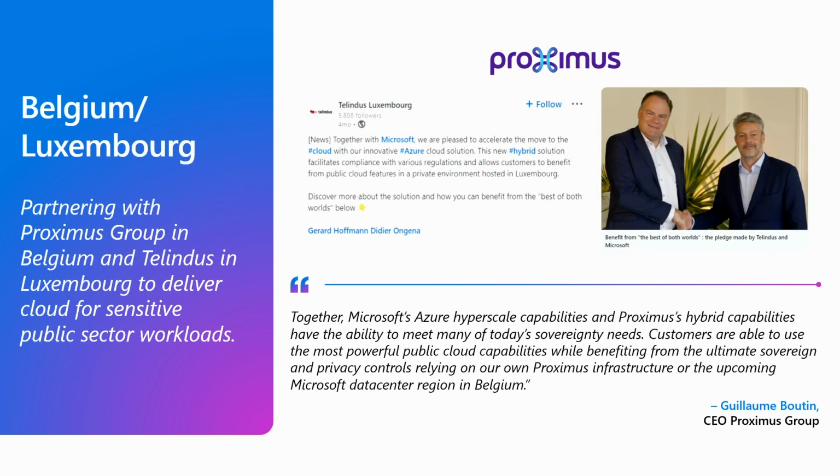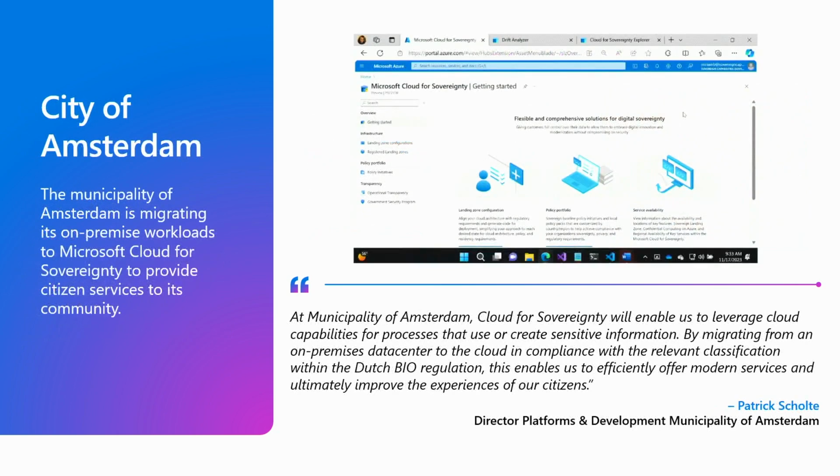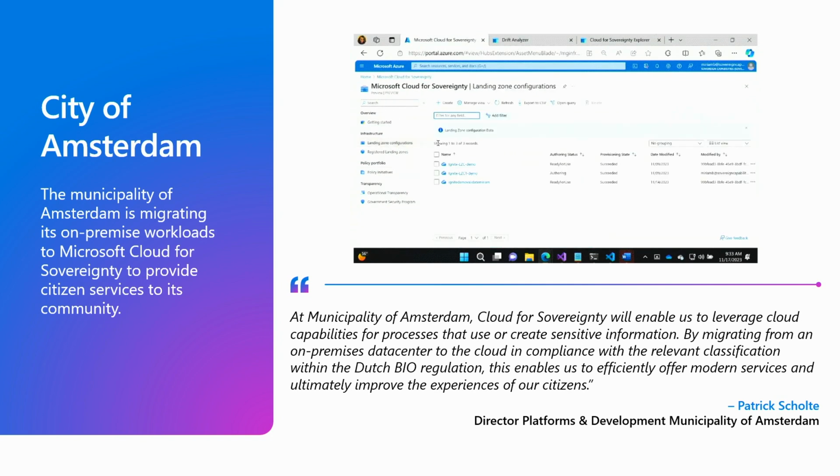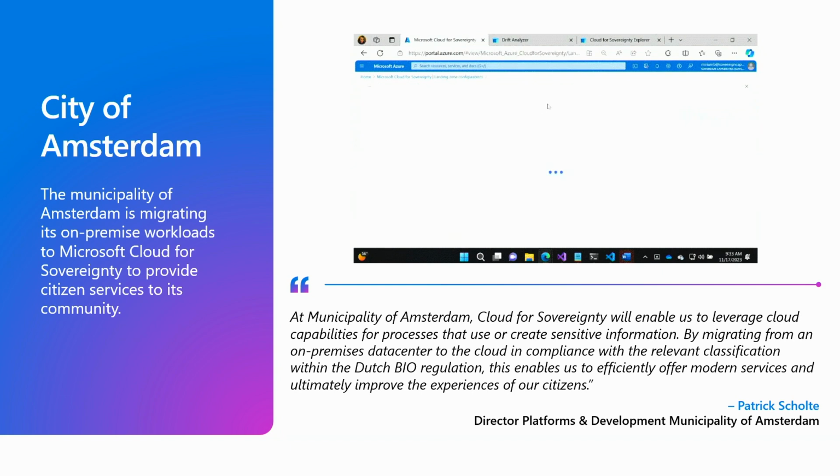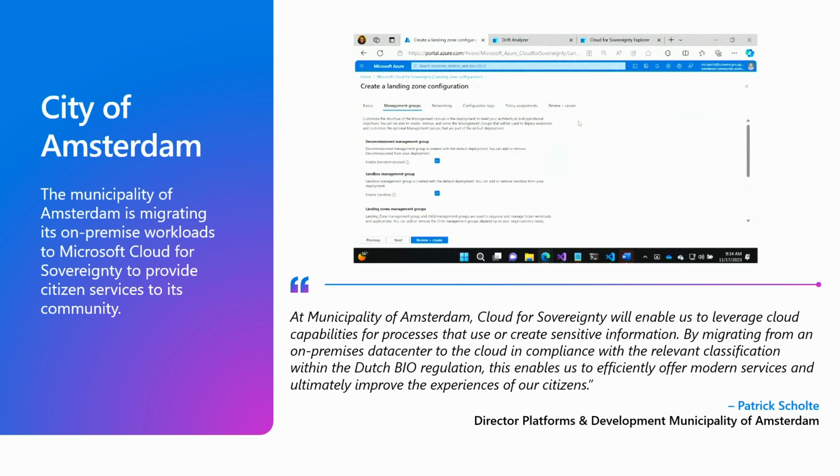Another example is our partner Proximus in Belgium and Luxembourg, also extending and localizing Cloud for Sovereignty tools for their market. And last but not least, I am showing an example of a live customer, in this case the city of Amsterdam. The Netherlands have been one of our earlier adopters of Cloud for Sovereignty. And the city of Amsterdam has an AI-based application running in Microsoft Cloud for Sovereignty today. And so these are just a couple of examples.